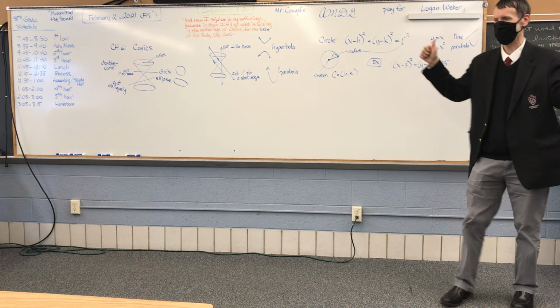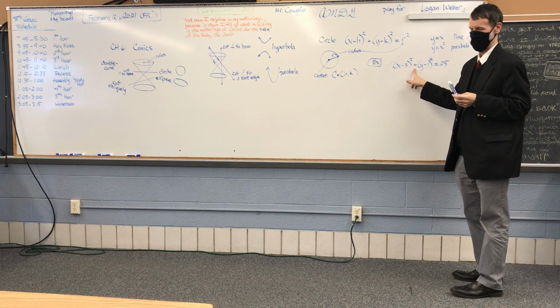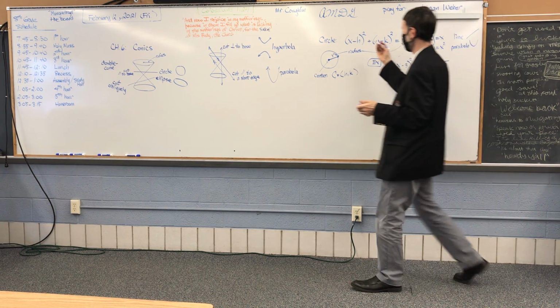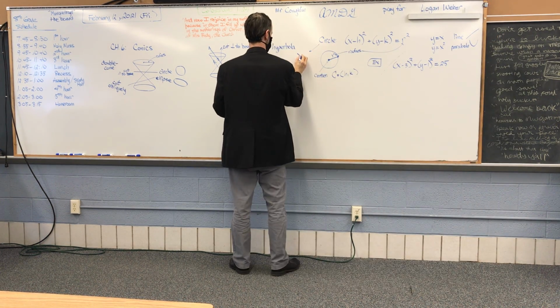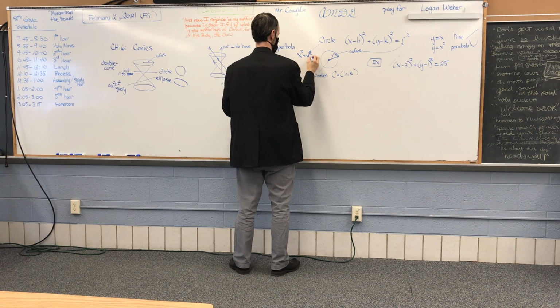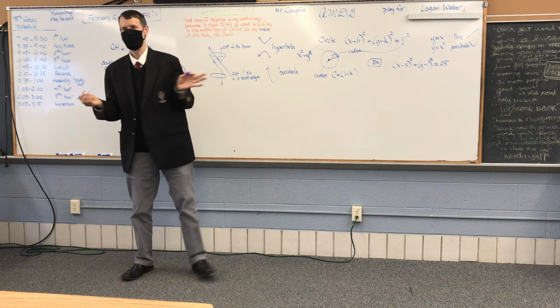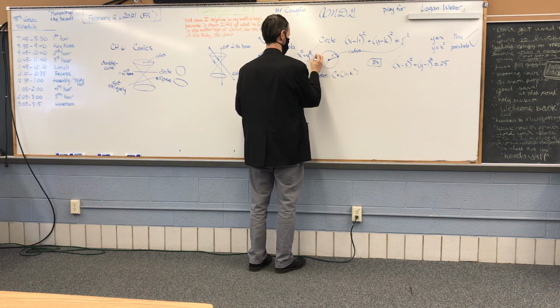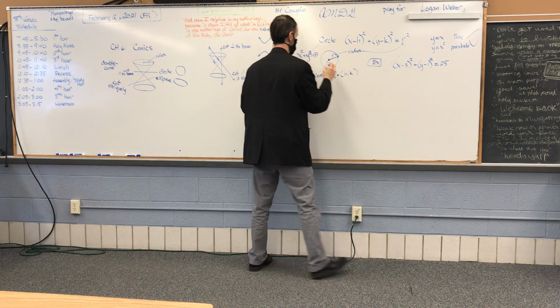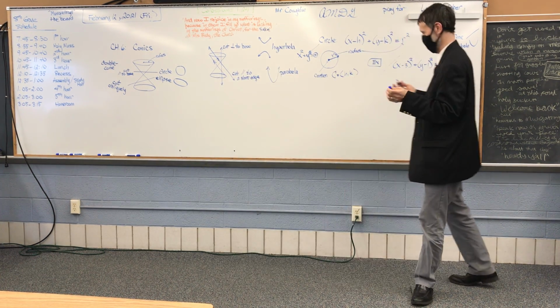The x is squared and the y is squared, and they're added together. The basic thing that makes a circle is x squared plus y squared equals whatever, some positive number. That gives you a circle, pretty much always.